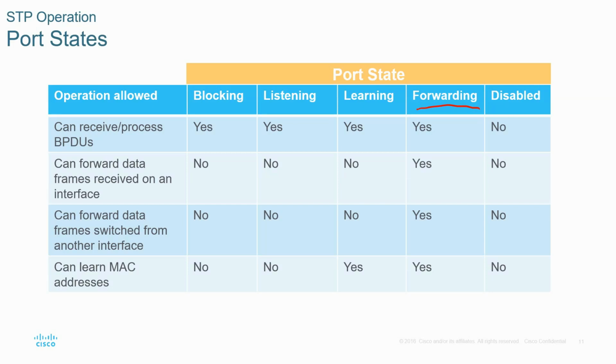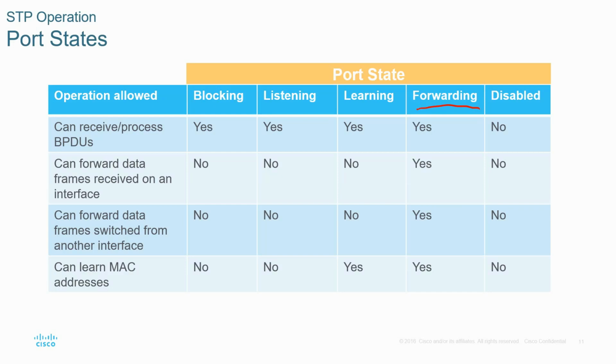It will only remain in this state for a limited period of time, just so that if there are loops in the network, it can be figured out. So the switch remains in the listening state for a period of time, and it receives BPDUs to try to figure out if there are loops in the network. After that, it can transition then to the learning state.